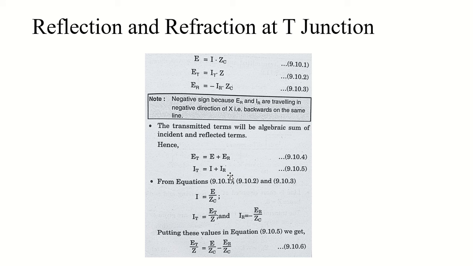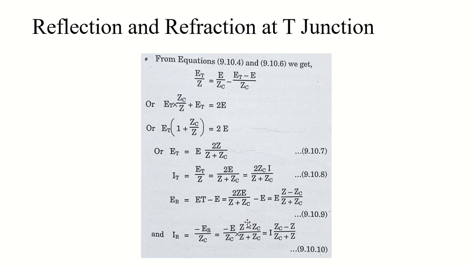Now when we put these values of I in this formula, the formula will look something like this. ET by Z, which is basically the value of IT, will be equal to E by ZC, which is basically the value of I, and ER by ZC, which is the value of IR. Notice here we are having a minus sign instead of a plus sign here. That is because of this minus sign here.